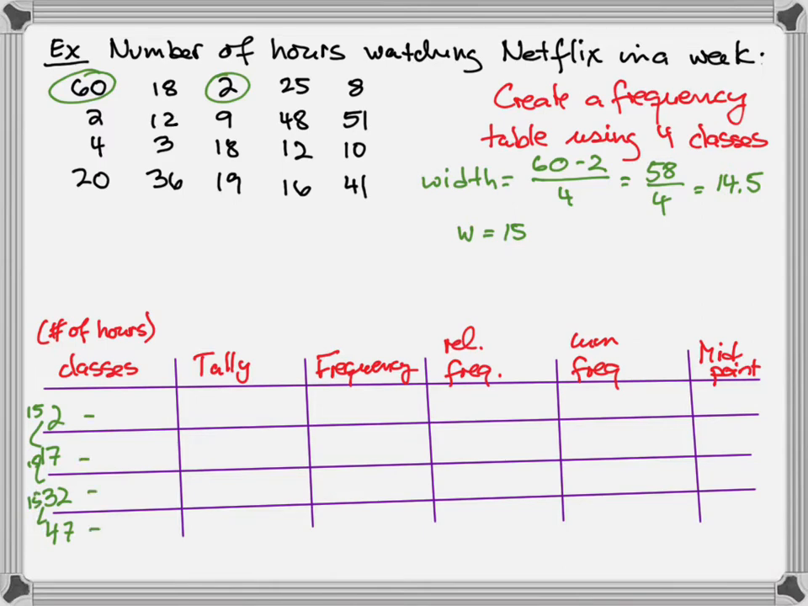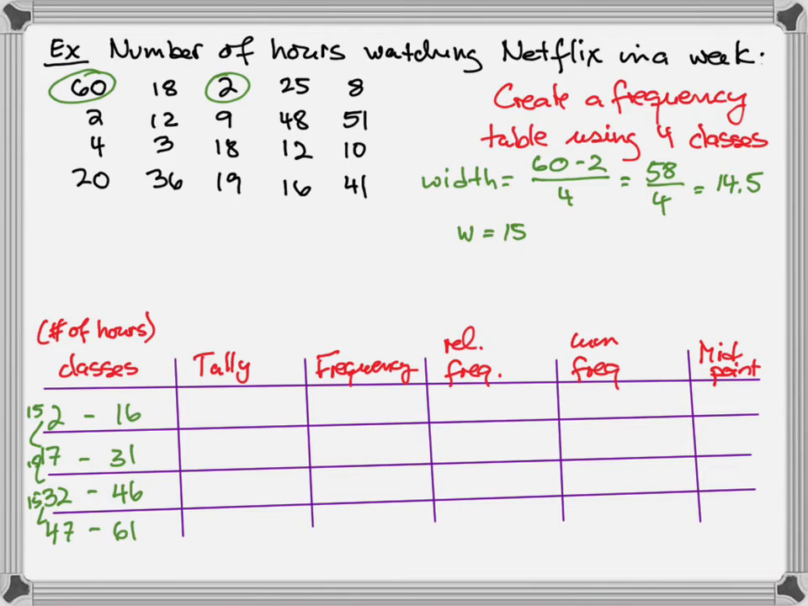Now to find the upper limits, we're just going to look at the second lower limit, which is 17. And we're going to subtract 1 from 17. That would be 16. 16 plus 15 is 31. Plus 15 is 46. And then we do 46 plus 15, and in this case, that is 61. So these are our classes. That's how you determine classes. You start with the lowest value as your first lower limit, and you keep on adding the width.